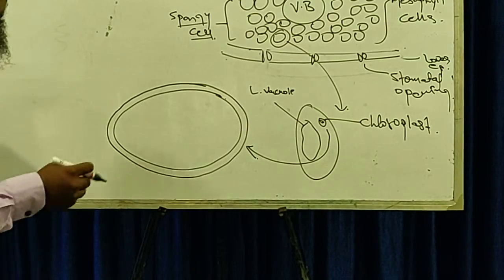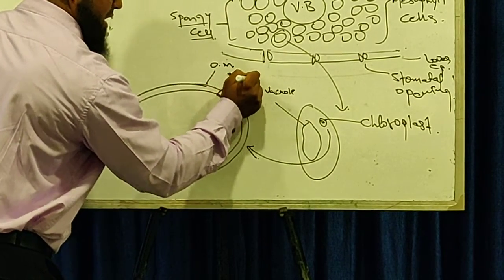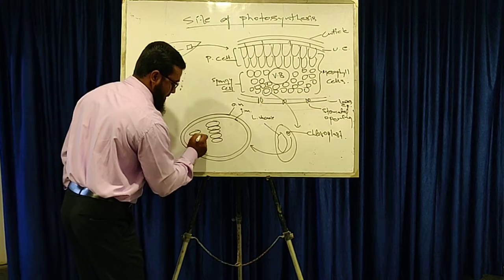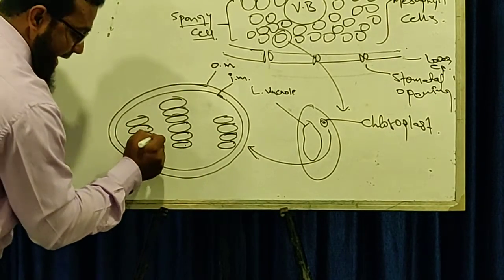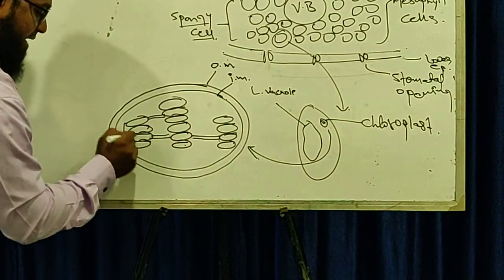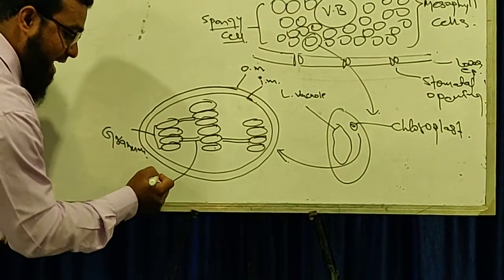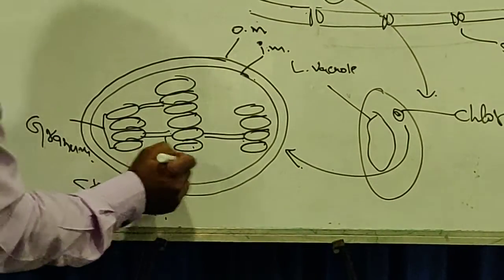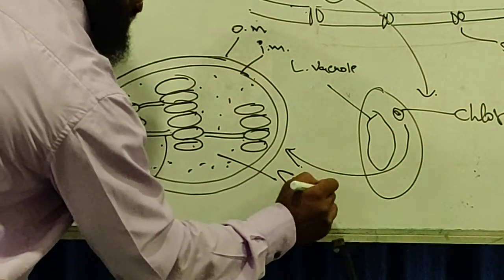It is a double membrane bound structure. This is the outer membrane, this is the inner membrane. The ultrastructure has coin-like structures, and these coin-like structures are called grana. They are attached with the stroma lamellae. In that, the chloroplast matrix is also there. This is called the stroma.